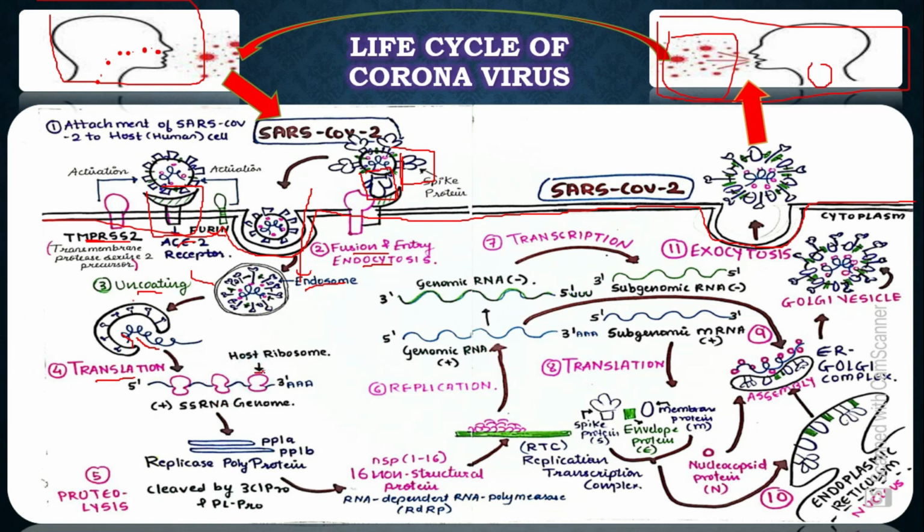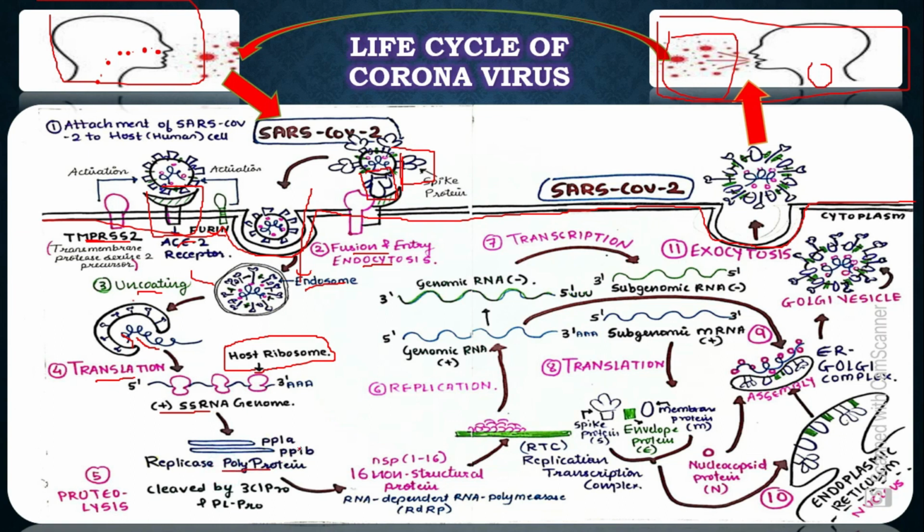Ribosome, that is the host ribosome, is responsible for protein synthesis. This protein synthesis process takes place in ribosome. Ribosome is an organelle present in human cell. And ssRNA genome, which is the genome of coronavirus, then forms replicase polyprotein.